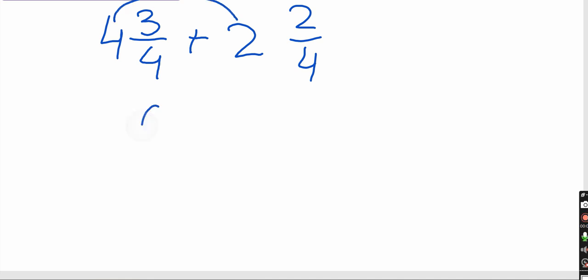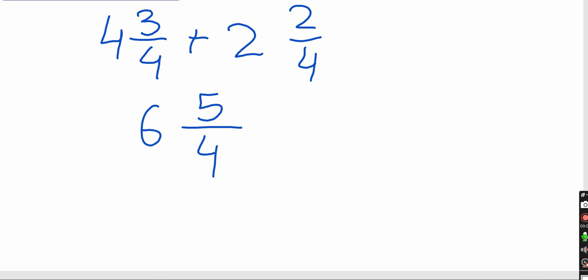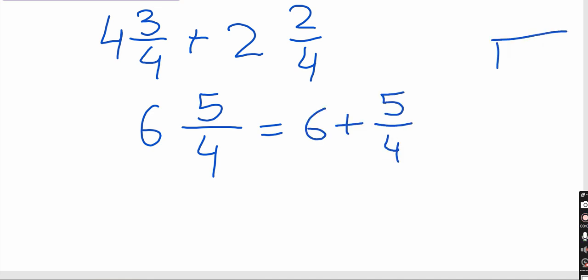Okay, 4 plus 2 is 6. 3 plus 2 is 5. And the denominator remains the same, that is 4. As I told you, the numerator can never be bigger than the denominator. When it is, what will we do? We will separate the whole number from it, and then I will divide it.